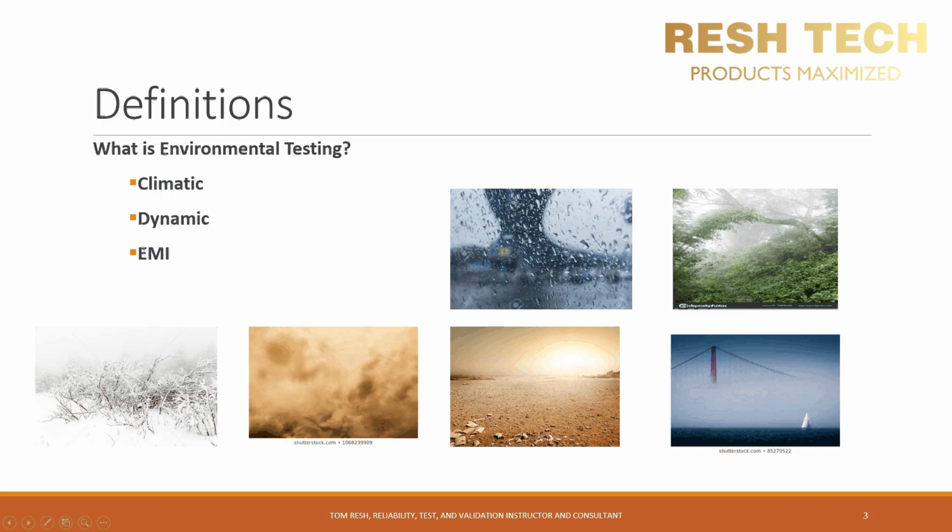Another type is EMI, or electromagnetic interference testing, which is also a type of environmental testing, as it tests for susceptibility of electronics to electromagnetic interference in the radio frequency spectrum. In this video, we will cover the fundamental test equipment for climatic and dynamic tests, as EMI testing and test equipment require their own independent video and discussions.